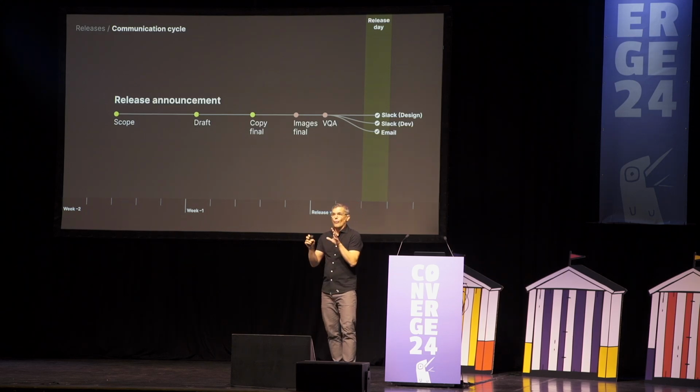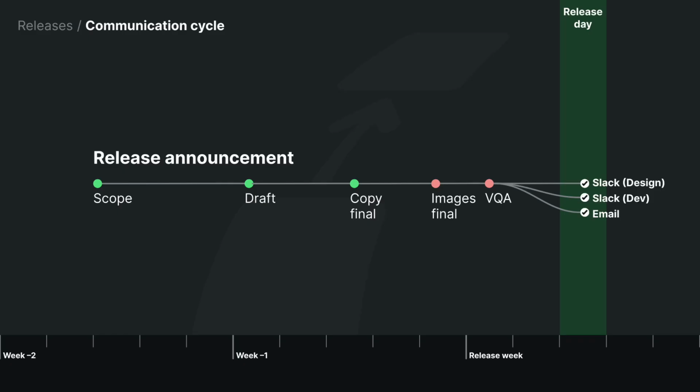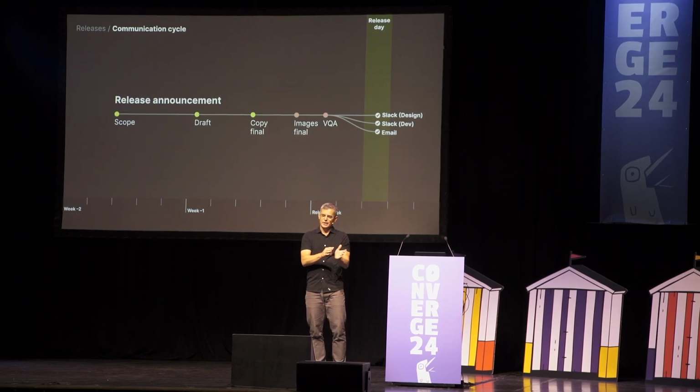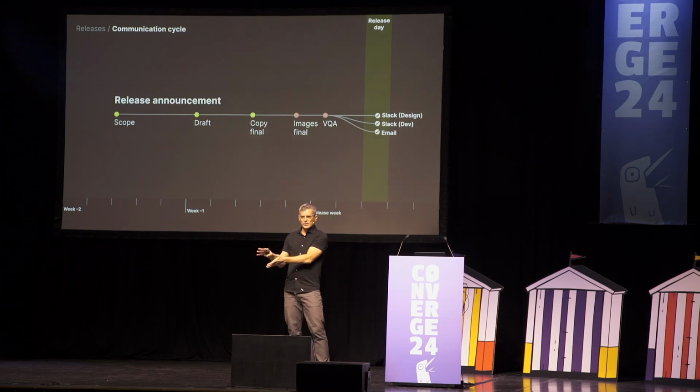And so once we approach that time, there's also how are we going to communicate it? And so I'm thinking, well, one of the things for every release is we need to announce it. We need things that go out on Slack. Maybe you have a Slack design channel, a Slack dev channel. We're also going to use email. Let's back up from that moment to let's scope what we're going to talk about. Let's draft it. Let's get the copy final. Let's get the images that go along with the copy final. Let's VQA it.